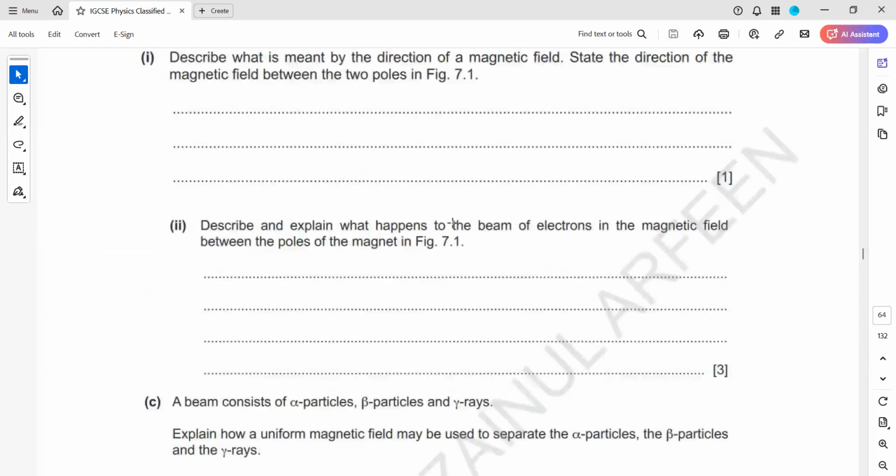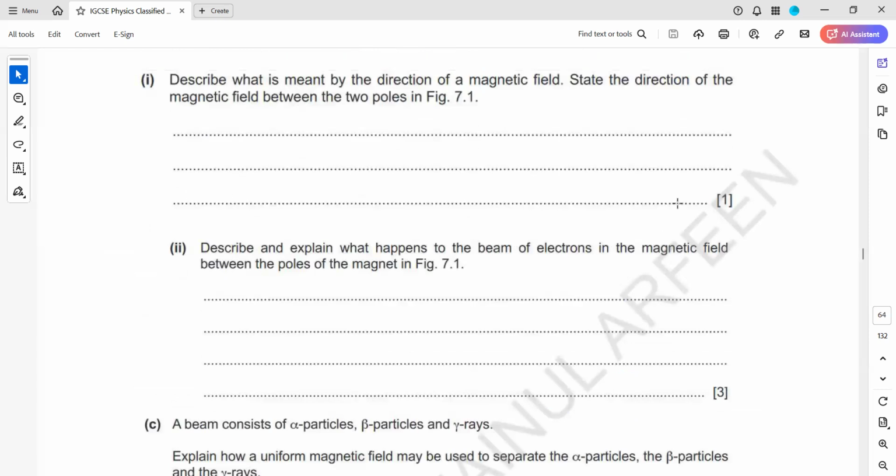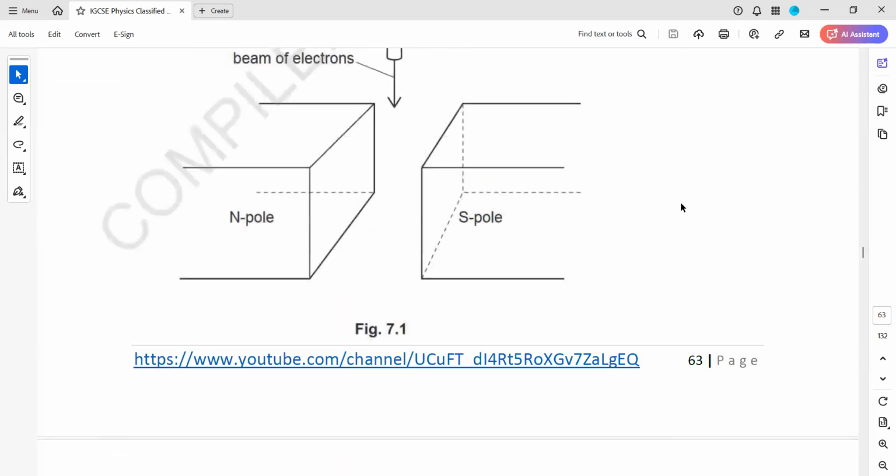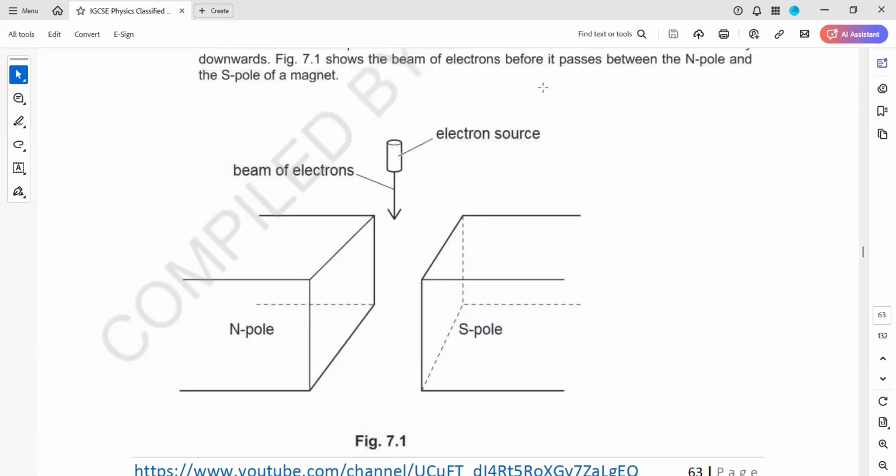Next is describe and explain what happens to the beam of electrons in the magnetic field between the poles. Whenever a charged particle is moving at 90 degrees or perpendicular to the magnetic field, what will happen? It will change in direction, or we use the term deflect. But where will it deflect? Which rule do you have to use? Because it's a negative particle, which rule, right or left?